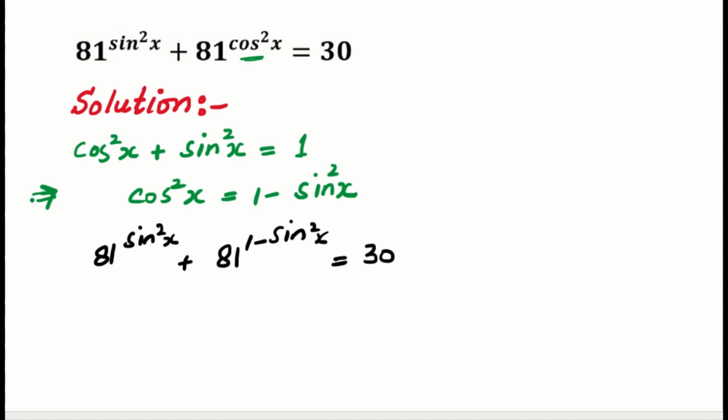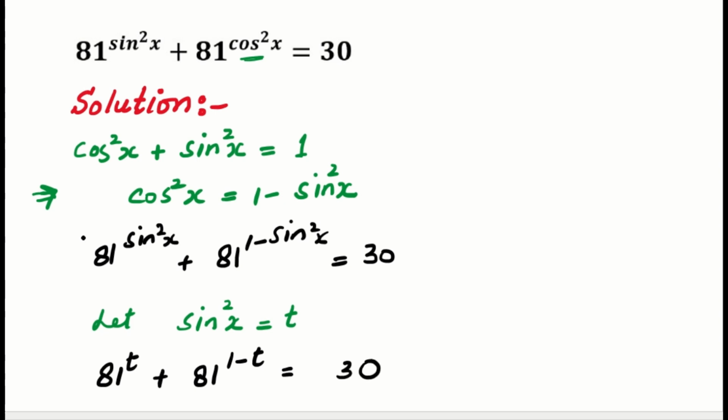For substitution, we will let sine square x be equal to t. We will plug in the value of sine square x into the given expression: 81 to the power t plus 81 to the power 1 minus t is equal to 30.